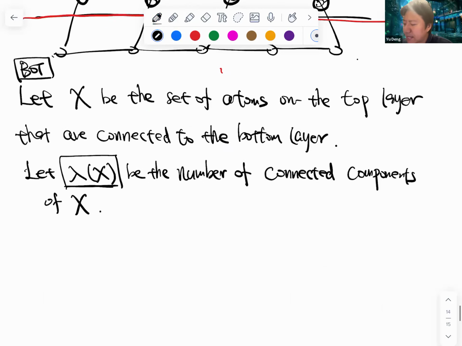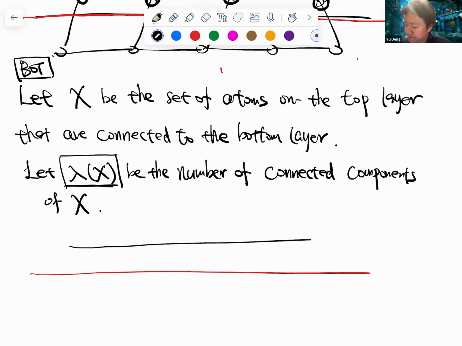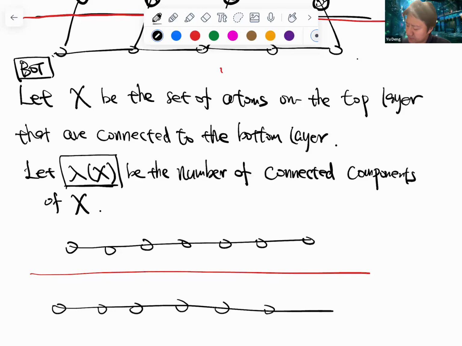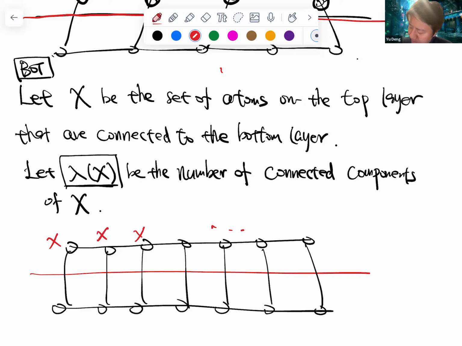On the other hand, there is another case. Let's say on the top you have this, and on the bottom we have this. Again, they're connected like this. Then you see everything in the top is in X. So everything is in X, and because of this, the set X is actually connected. So the number of connected components of X is very small. It's actually 1.